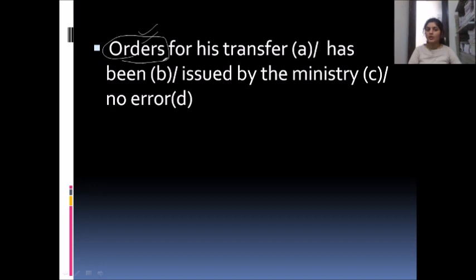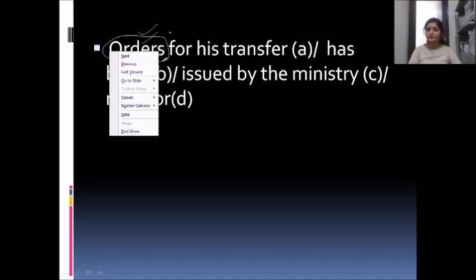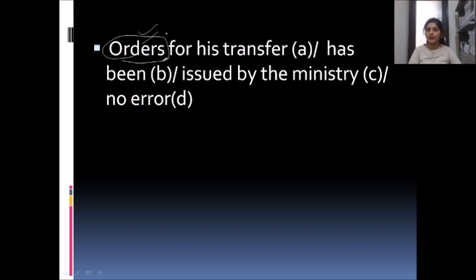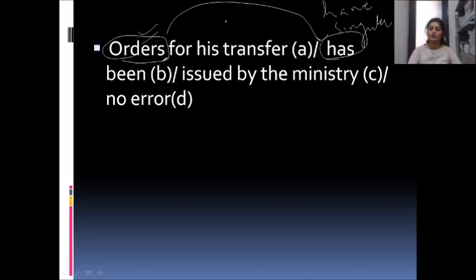But when we are using it in a plural form, then according to our subject verb agreement, orders should have been issued, right? So has becomes wrong here because has is a singular verb, right? And when we have a plural subject, then we need to have a plural verb. So orders have been issued. So our right sentence should be: orders for his transfer have been issued by the ministry, right? So option A is our answer. Moving on to the next sentence.